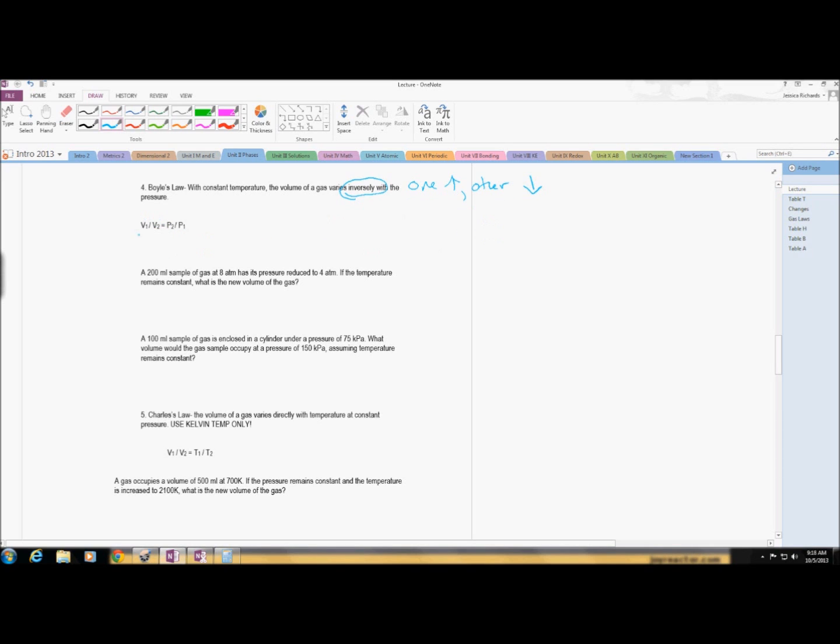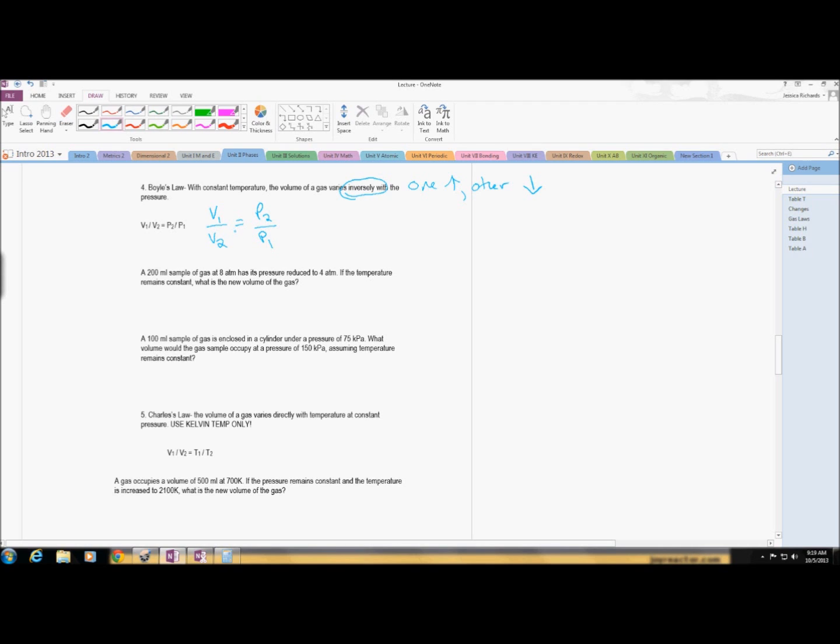If we look at the equation here, it's set up slightly different. To do this as a proportion, you need to remember that it's an inverse relationship and that you're going to flip them, that you're not going to set them up in the same direction. You're not going to have V1 and P1 at the top. You have to remember to flip it because it's inverse.